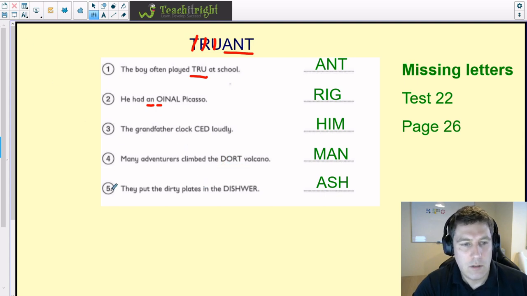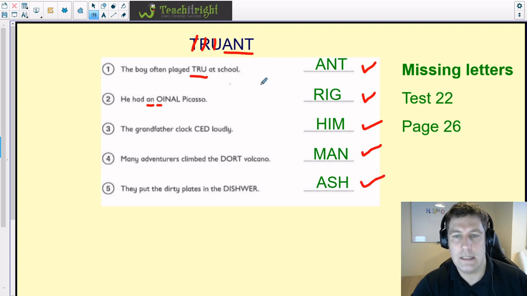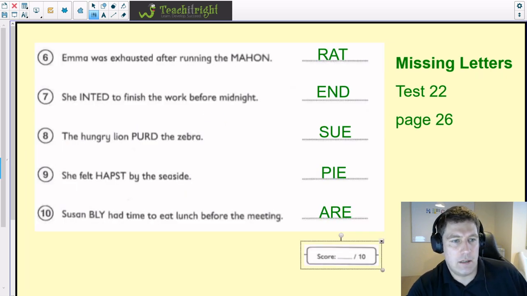Okay. Number 5, they put the dirty plates in the, and the answer to this, of course, is dishwasher. And we'd be left with ash. So again, go down through, see how many you managed to get right. If you got 5 out of 5 there, brilliant. That wasn't a particularly easy one, truant. And you need to be a good speller again, particularly with words like original. Let's have a look at the next 5.